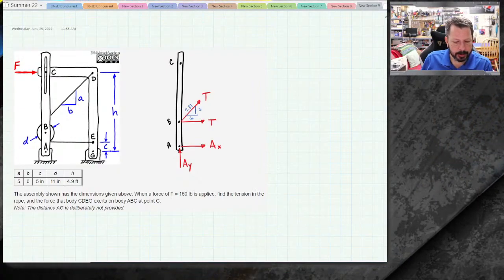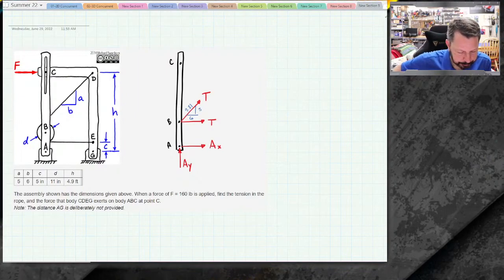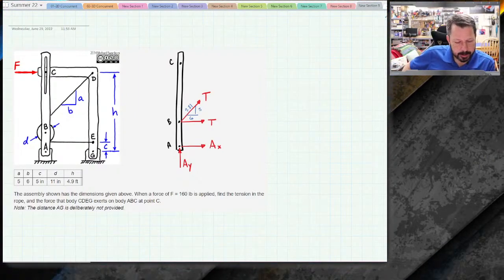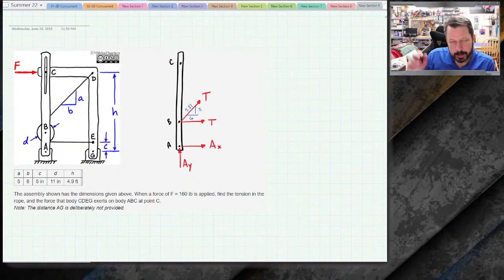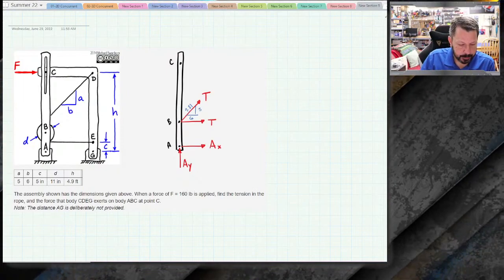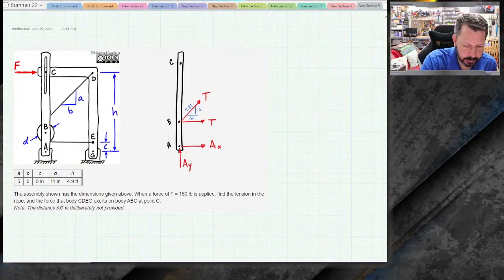I have to be careful up here at C. So C is some kind of little wheel that's in a slot. So let me draw a bigger version of that.